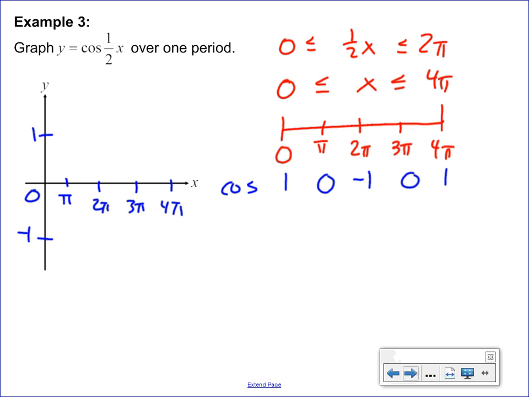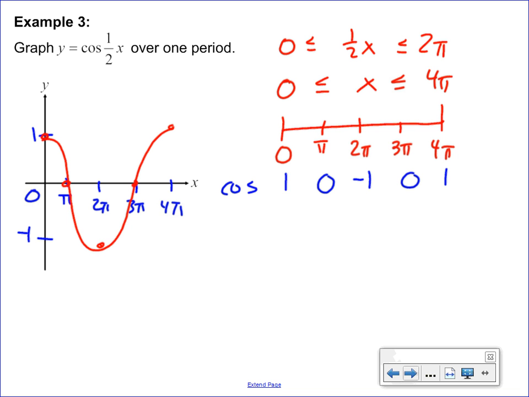All right, here we go. 1, 0, -1, 0, and then 1 goes something like this. And they all live happily ever after. Yay? All right.